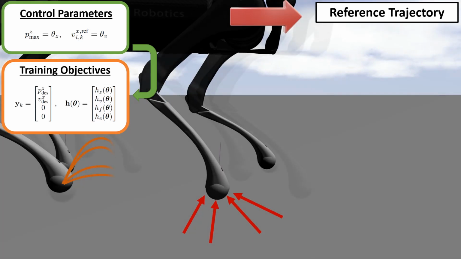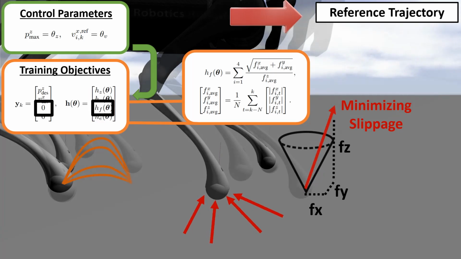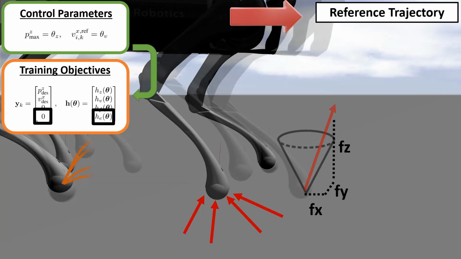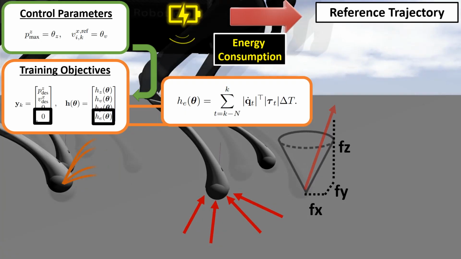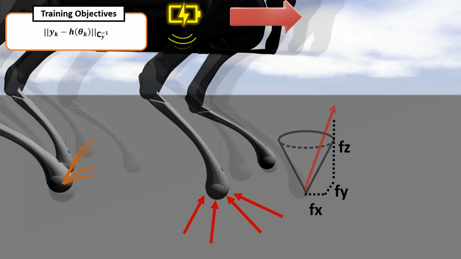We also consider trying to produce reference trajectories that help minimize slippage. To minimize slipping, the z-axis of the force should dominate over the x and y terms. Thus, our desired value for hf is 0. Our last training objective is the energy consumption. This can simply be calculated by setting he to be the following. Since we want to minimize the amount of energy consumption, we set y to 0. Thus, we can combine all control and reference trajectory parameters towards a single unified framework.